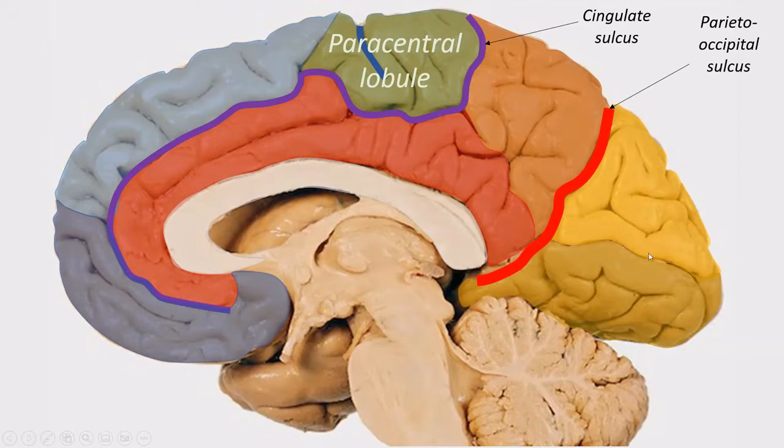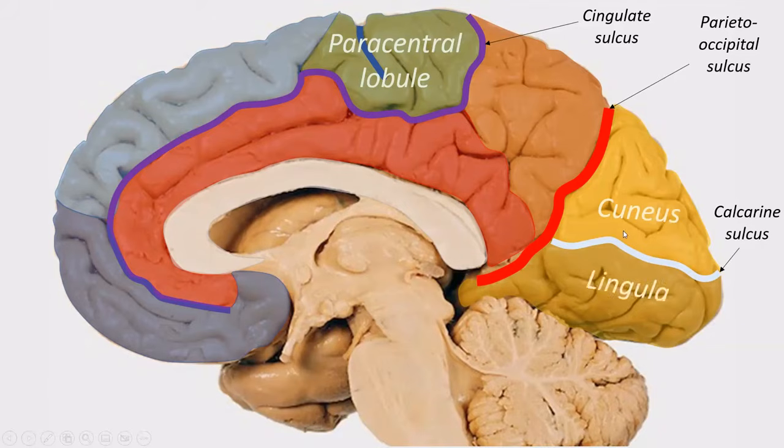Then in the occipital lobe, we only add one sulcus, the calcarine sulcus, sometimes also called the calcarine fissure. And this divides the occipital lobe in the medial plane into gyri. On the inferior part, we have the lingula, and superior of the calcarine sulcus, we have the so-called cuneus.